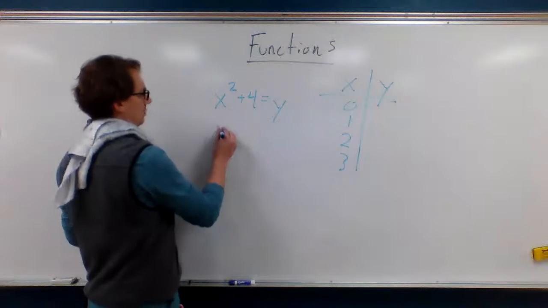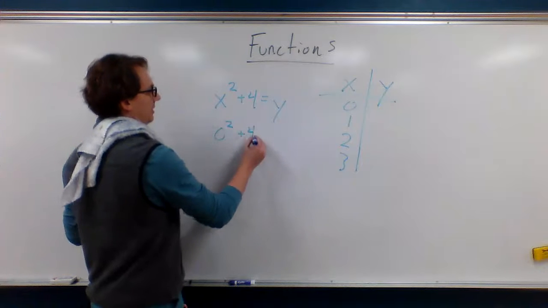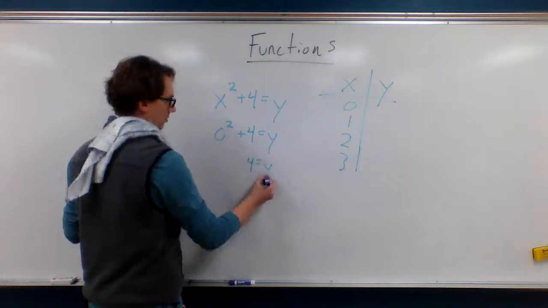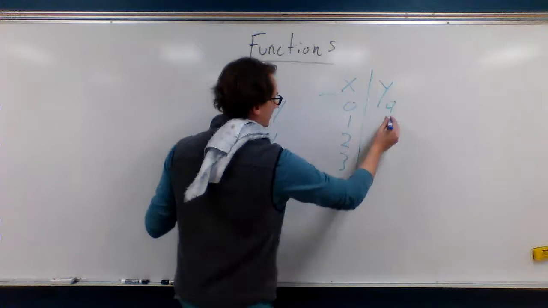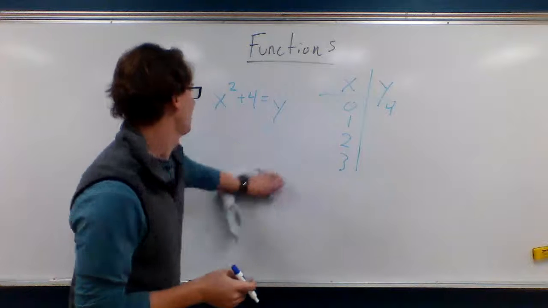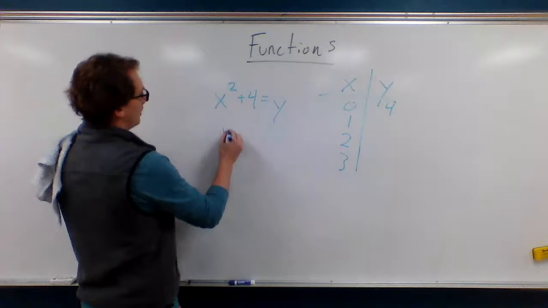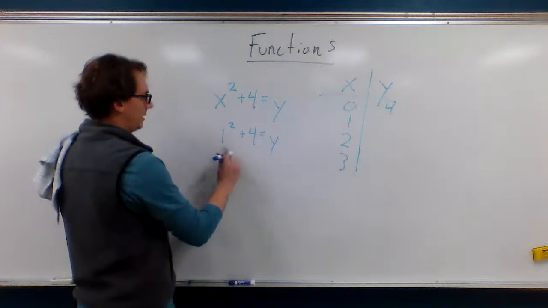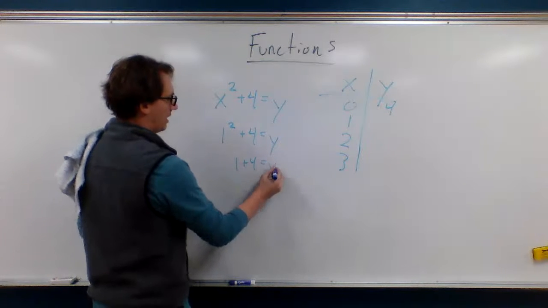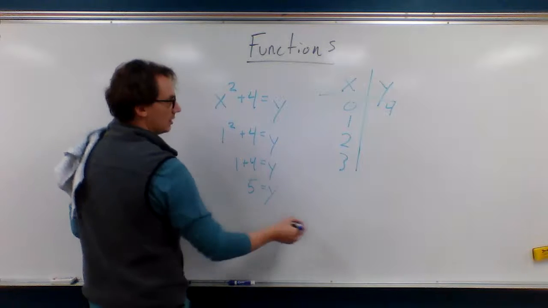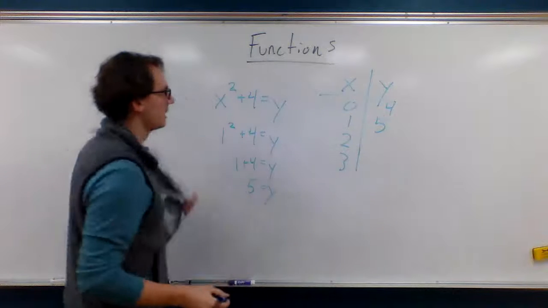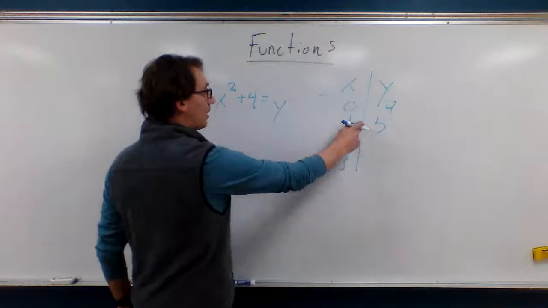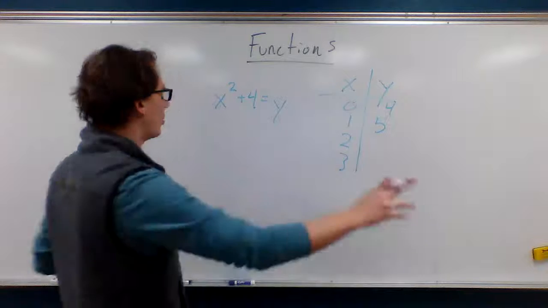So 0 squared plus 4 equals y. 0 squared is 0. 4 will be my output. So here, 1 squared plus 4 equals y. 1 squared is 1, plus 4 equals y. 5 equals y. Okay? So we may say at this point, well, I see the pattern already. We're increasing by 1. But wait, there's more.